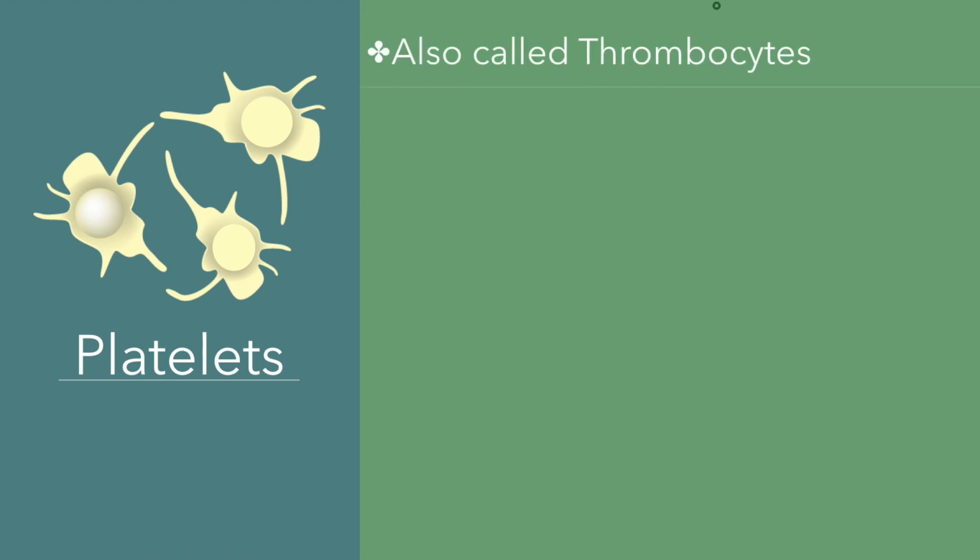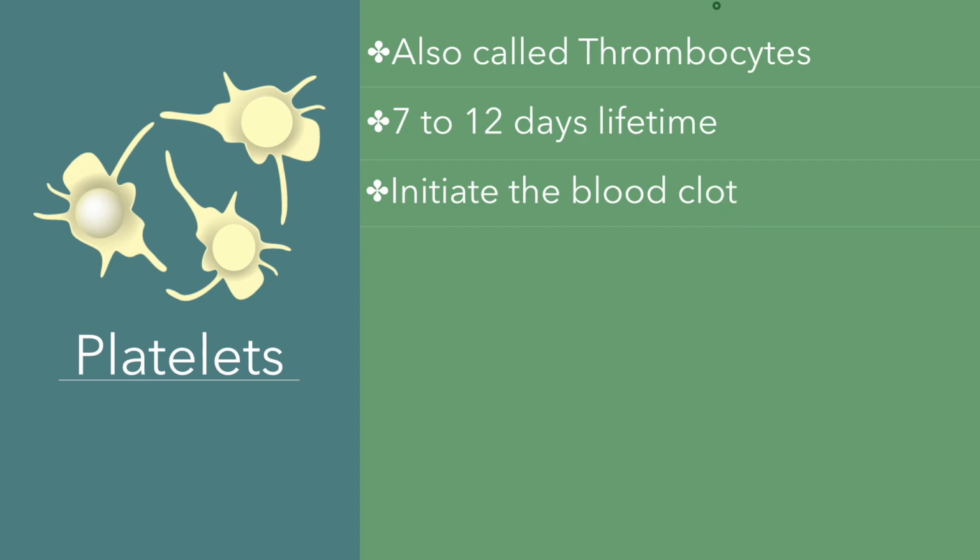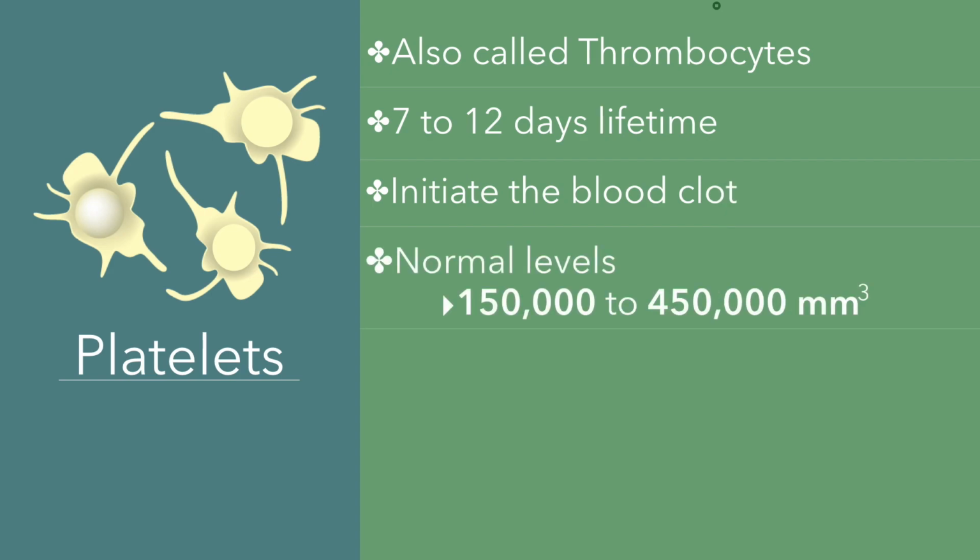Platelets are also called thrombocytes. They last for about 7 to 12 days. Their main job is to initiate the blood clot. Normal levels are 150,000 to 450,000 platelets per cubic millimeter.